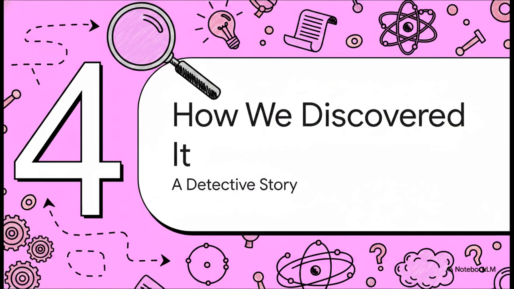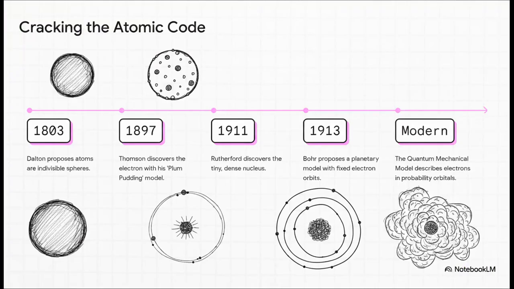But how in the world did we figure all this stuff out? Our modern understanding of the atom is the result of a centuries-long scientific detective story, with each clue building on the last one. It started with Dalton just imagining a simple, solid ball. Then Thomson discovered the electron and pictured his plum pudding model. After that, Rutherford's famous gold foil experiment revealed the tiny, dense nucleus and all that empty space. Then Bohr came along with his mini solar system model, which was a huge step forward, before we finally arrived at today's wonderfully weird quantum model.